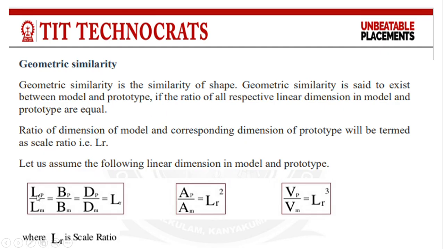So Lp upon Lm is equal to Bp upon Bm is equal to Dp upon Dm, and this is known as Lr. And if we are taking the area of prototype and area of model, this ratio will be equal to Lr square. And if we are taking volume, then it will be equal to Lr cube.